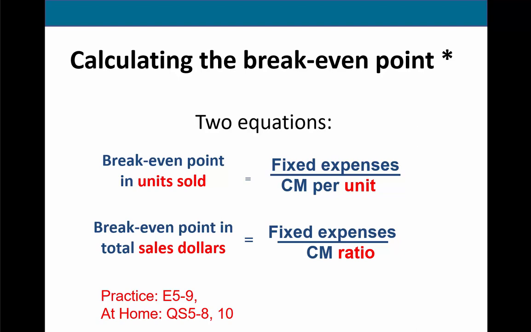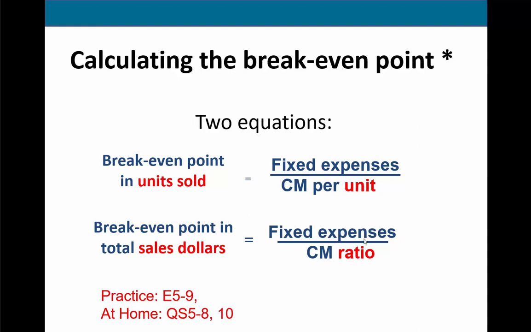So in the first case, the break-even point in units sold, and you can remember units divide by unit, okay? To get break-even point in units, divide by contribution margin per unit. All right, so you take your total fixed expenses, this is going to be a larger number, divide by contribution margin per unit, and that tells you how many units the company has to sell to break even.